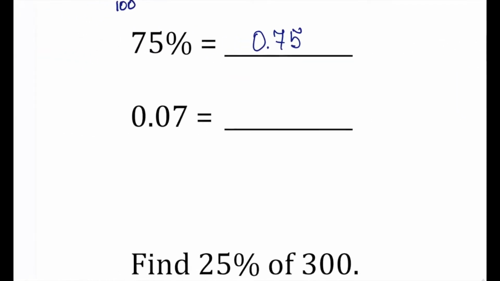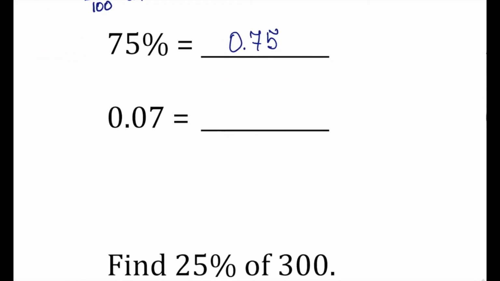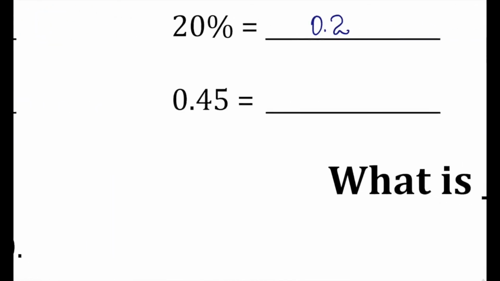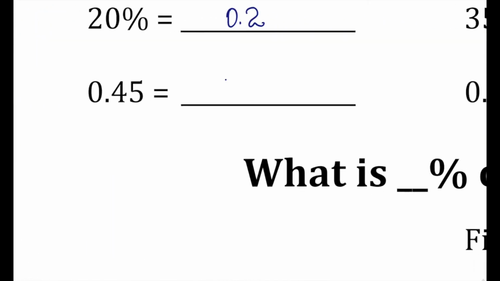Now, if I see a decimal, and I know that that's percent represented that way, I'm doing it the other way around. I will have to move my decimal. Here, I moved my decimal to the left twice. Here, I'm going to move my decimal to the right twice. So 7 hundredths is 7%. So 7 hundredths of something is 7% of that something. 0.45 is 45%.